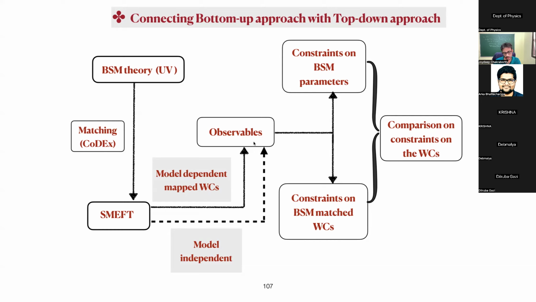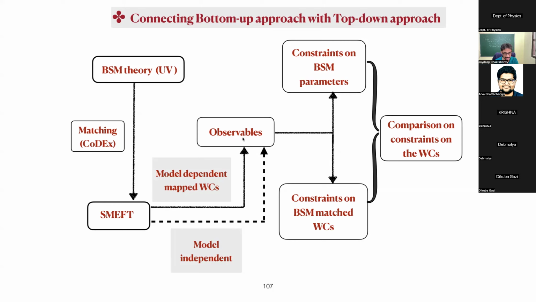Now, the question is, once we write down all the observables in terms of the Wilson coefficients, is there any similarity, or is it a completely different kind of fitting methodology you have to adopt for the top down and bottom up? One has to adopt a different way. The reason is that in the top down approach, though you have written the observables in terms of the Wilson coefficients, they are actually functions of the model parameters.